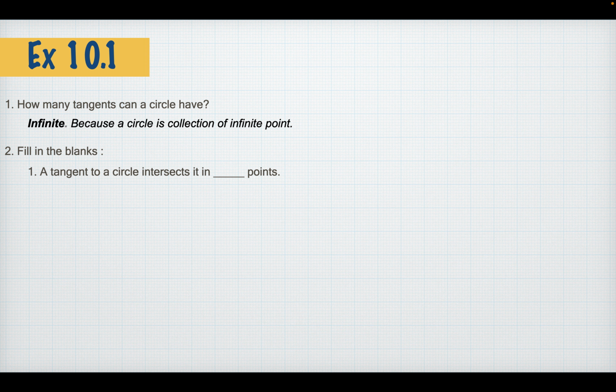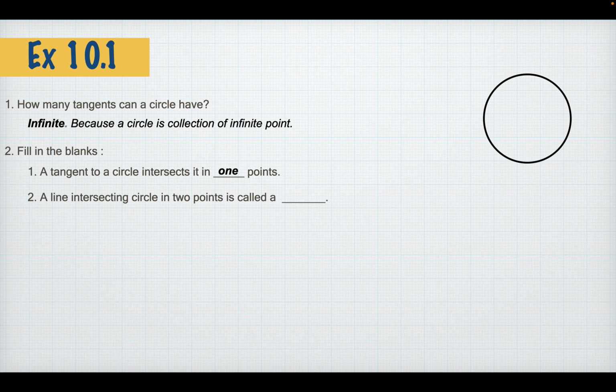The first question is, a tangent to a circle intersects it in blank points. A tangent to a circle doesn't actually intersect. It just touches a point and moves away from it. But anyway, we get the point. Maybe there was some error in framing the question. So we draw a tangent and take a point on the circle, and we know that at a point on the circle, we can draw only one tangent. So the answer would be 1.